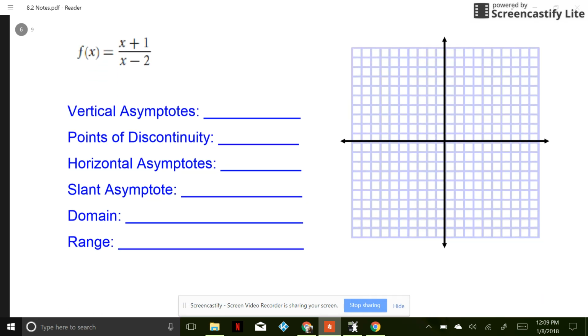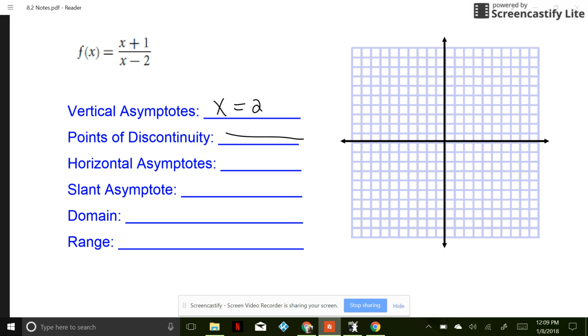So first thing first, you want to look for any holes. So is anything canceling in the numerator and the denominator? No, nothing is canceling, so we're not going to have any points of discontinuity, no holes. Vertical asymptotes are coming from the denominator. Set that factor equal to 0. We'll have a vertical asymptote at x equals 2.